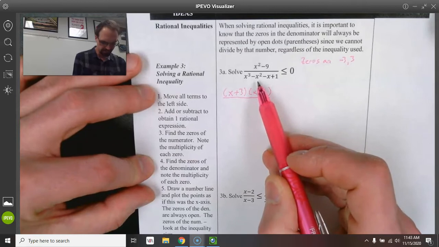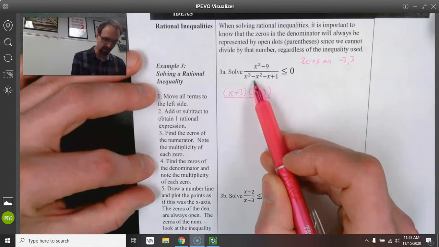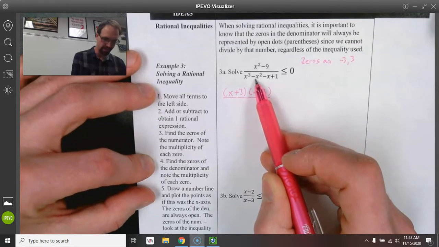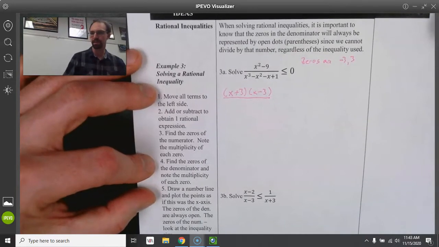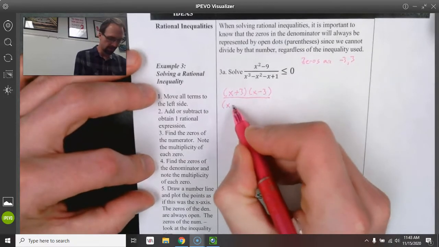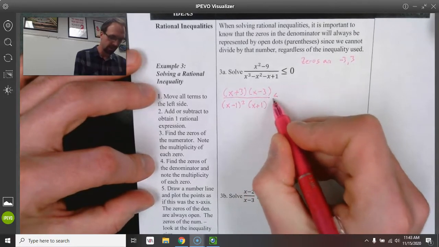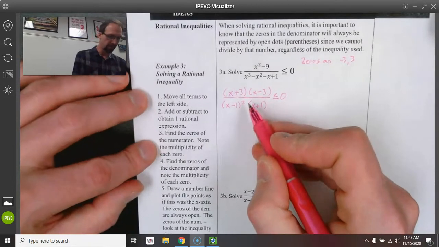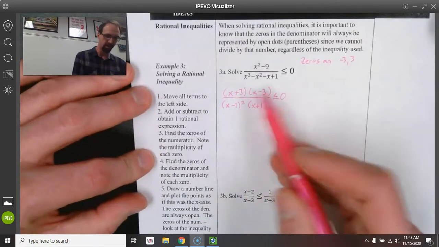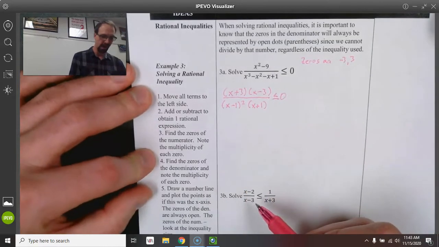And then find the zeros of the denominator and note the multiplicity of each zero. So with this one, I don't know if that's factored by grouping or not. Use the techniques that you have to find the zeros. This is going to be x minus 1 squared and then x plus 1. I did this earlier. Confirm that that is in fact true. And then we want to note the multiplicity of all of these. So this is an odd multiplicity, even, and then odd as well.